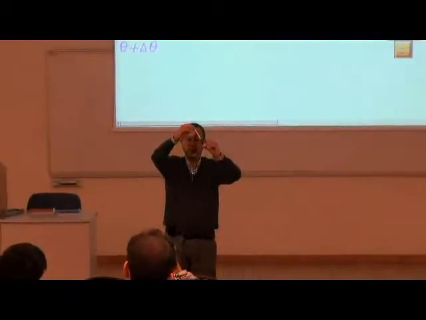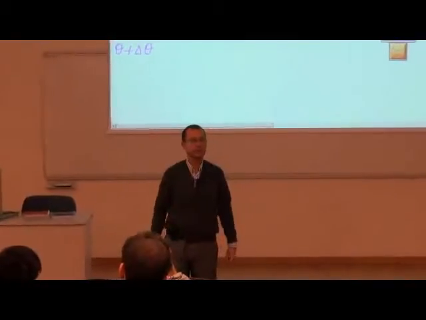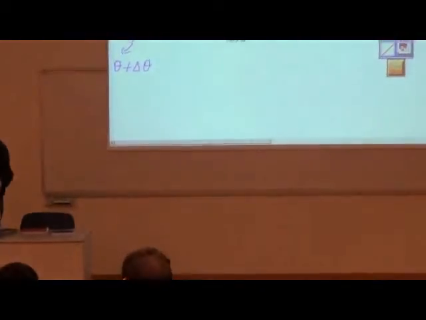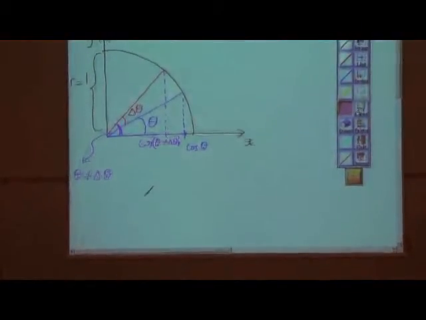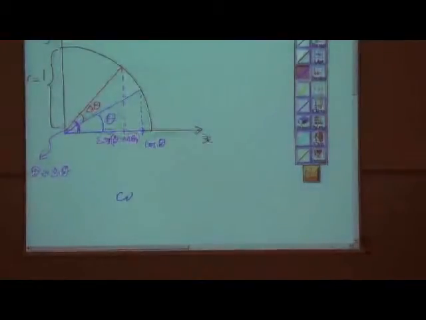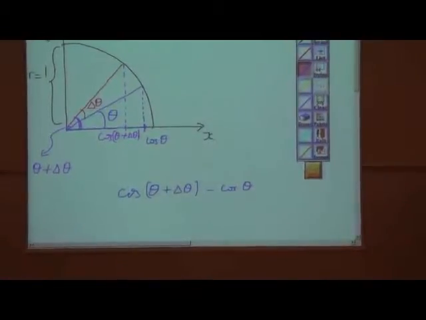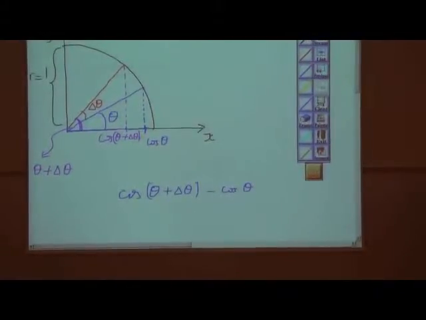So let me write this in purple. This new point is cos of theta plus delta theta. Now, in taking a derivative, what do I want? I want to see how this cosine, this length along the x-axis, changes as theta changes. First, answer this question. I have increased the angle theta to theta plus delta theta. Does the cosine become larger or smaller? Smaller. Cos of theta plus delta theta here is shorter than the cos of theta. Is this clear?